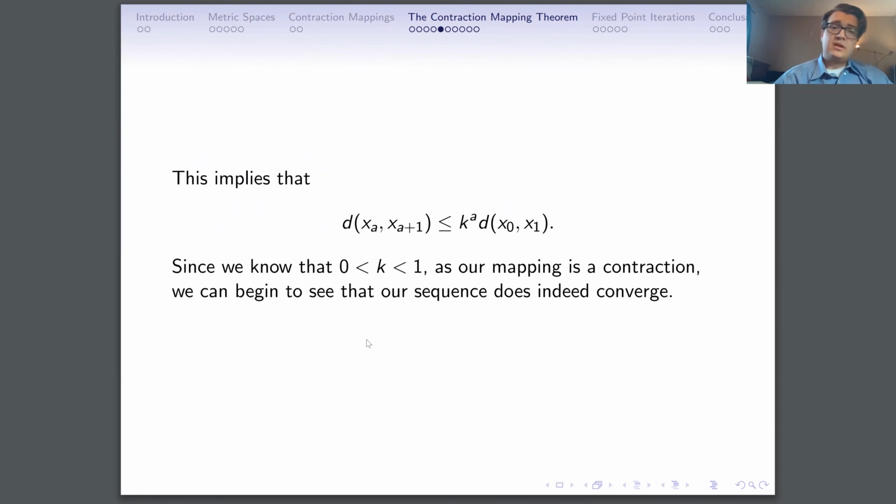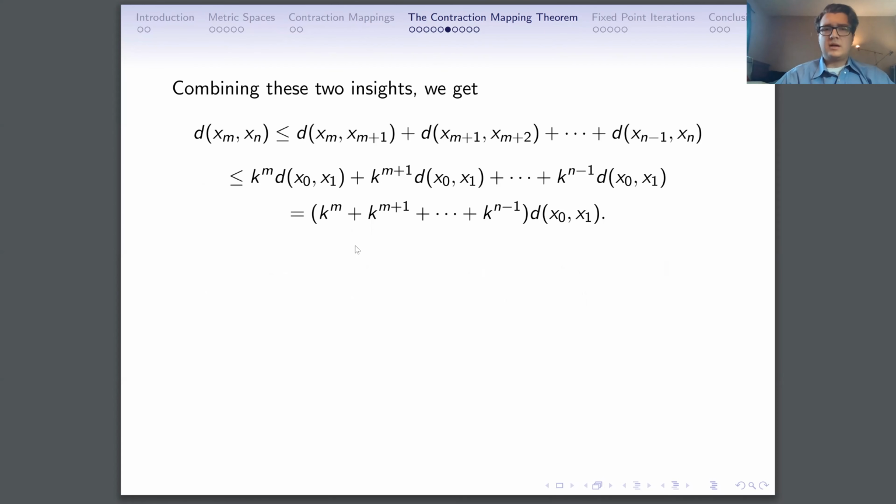Which implies that for the distance between any random iterate, x sub a and x sub a plus 1, this is less than or equal to k raised to the a times the distance between x0 and x1, right? You can stack these k's as you work your way down this inequality. And then since we know that k is strictly between 0 and 1, we can see that this sequence does indeed converge. But let's walk through the formal epsilon proof that this is the case.